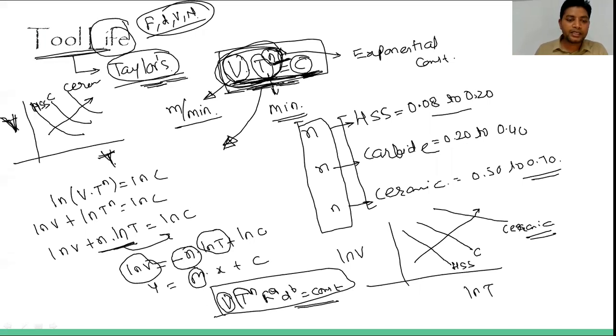Similarly for this one, V is the cutting speed in meters per minute, T is the tool life in minutes, F is the feed in mm per revolution, and D is the depth of cut in mm.